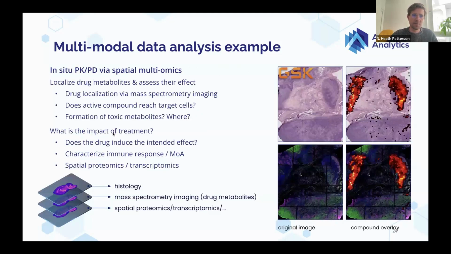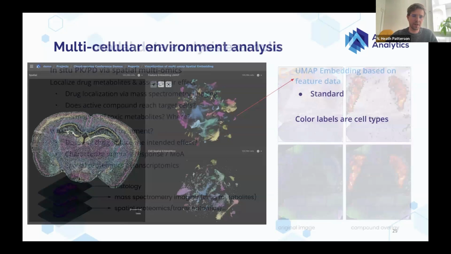We've also done a lot of drug work, looking at drug localization in different mouse models. Again, we're looking at drug metabolites, combining that with spatial proteomics and spatial transcriptomics, which give us a layout of the morphology of what we're looking at, whereas the mass spectrometry imaging gives us the actual detection of the drug metabolite in situ. This is just some more examples of things we've done.